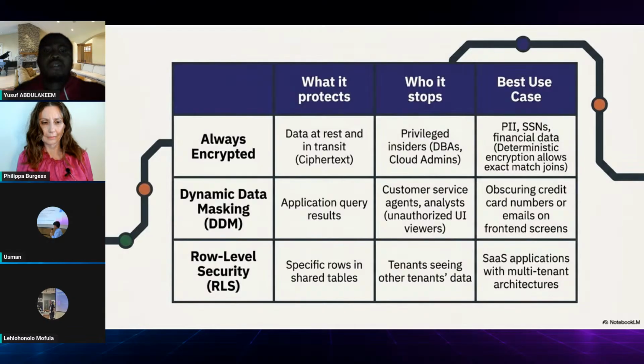Then the dynamic data masking. What does it protect? It protects your application query results, and it stops customer service agents, analysts, that is unauthorized UI viewers, and it is used for obscuring credit card numbers or emails on front-end screens. Then the row-level security, it protects specific rows in shared tables. It stops tenants seeing other tenants' data. And the best use case is for software as a service applications with multi-tenant architecture. Next slide.